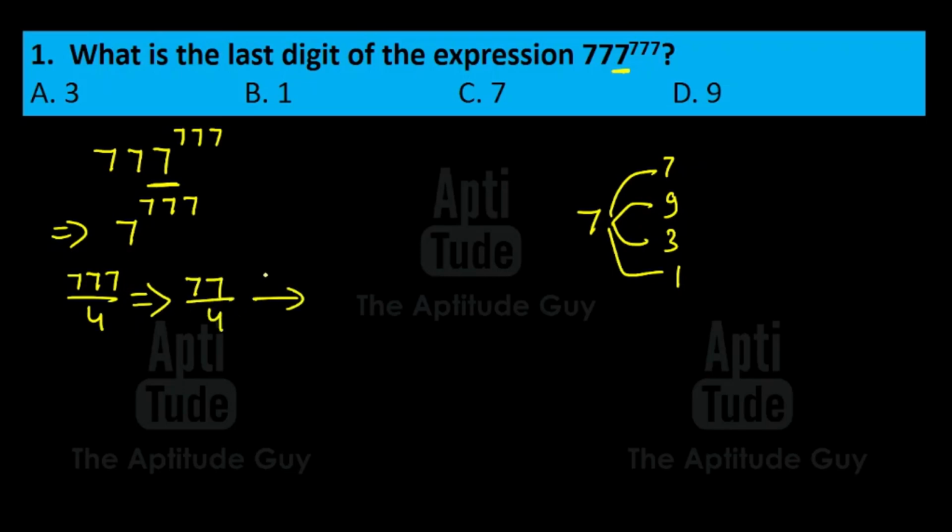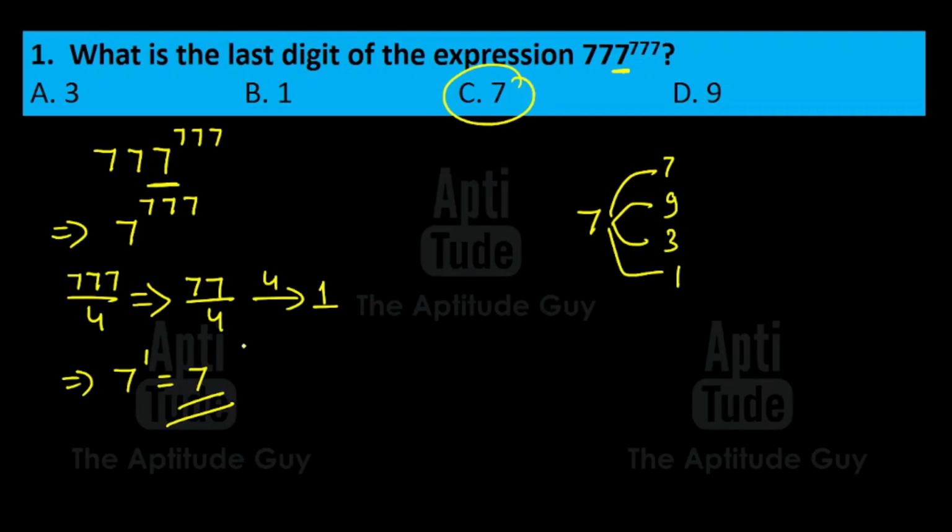And 77 by 4, what is the remainder? We know that 76 is divisible by 4. So 77 by 4, the remainder will be 1. So what is the final answer? 7 to the power 777 is equivalent to 7 to the power 1, which is equal to finally 7. The answer is option C.